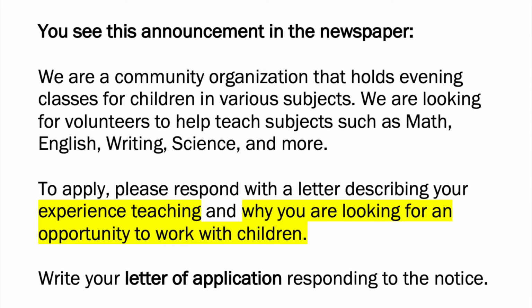Now with the other task, we were writing to our friend, right? Informal. But now who are we writing to? Somebody important, somebody we don't know. So we need to use formal register. So that's part of content, is identifying, okay, who is my audience? Once you do that, formal, informal, it doesn't matter. You still need to do the same thing. Identify what information do you need. Teaching experience and why you want to work with children.